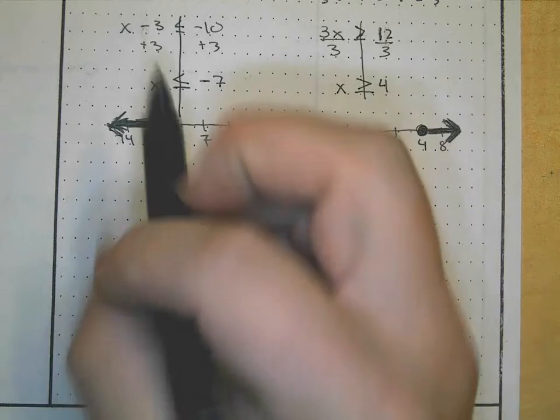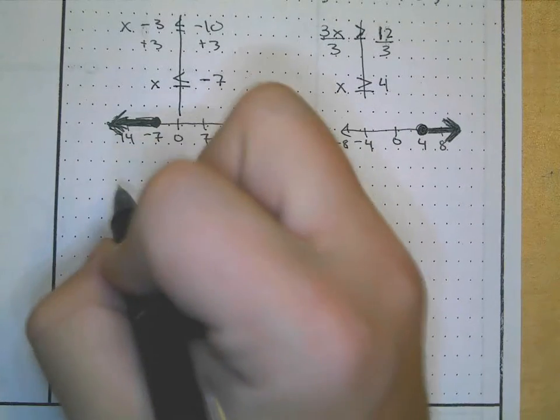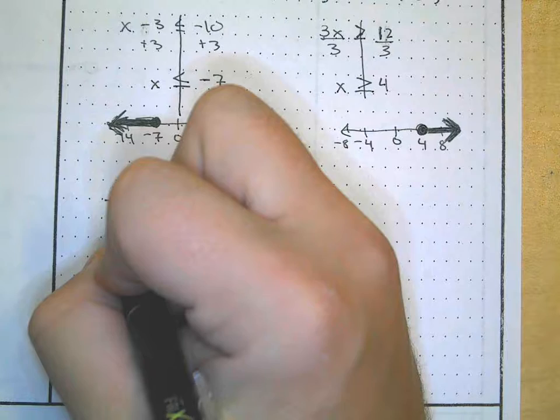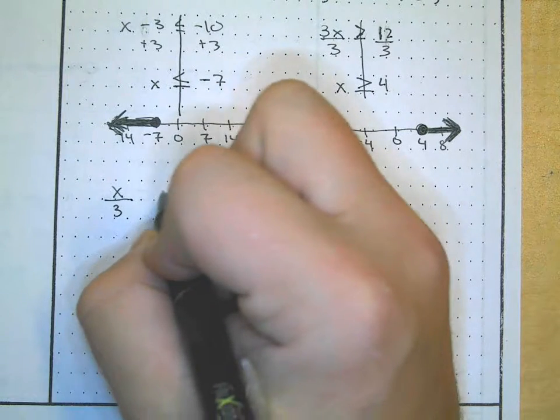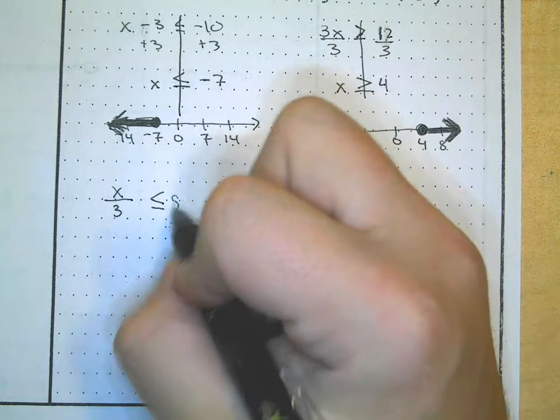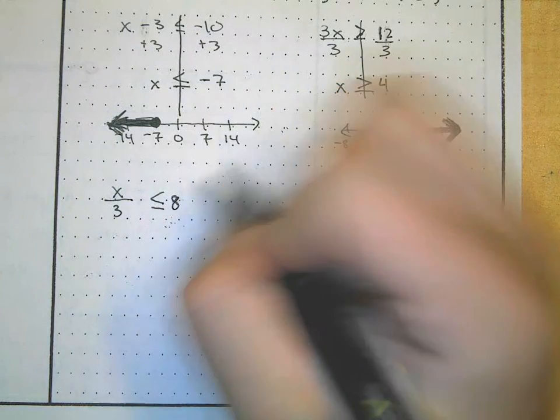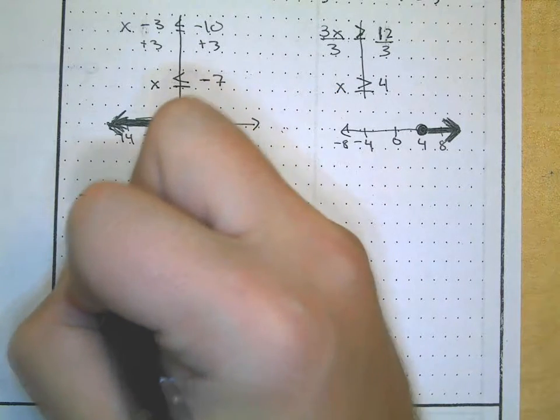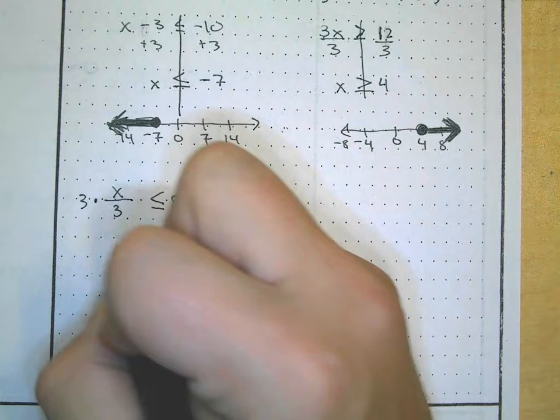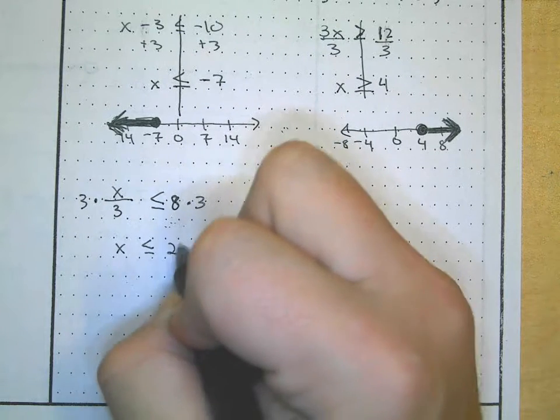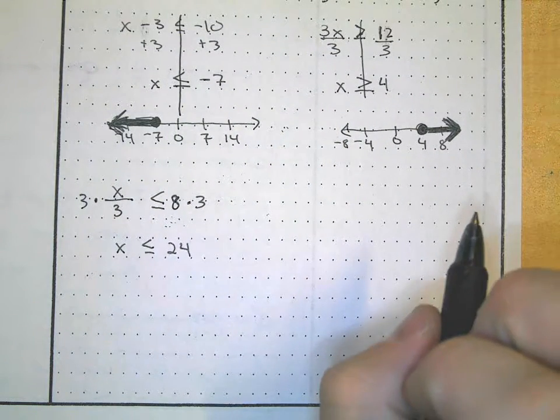And if I had division to start with, say it was x divided by 3 is less than or equal to 8, I'll just multiply both sides by 3, and I have x is less than or equal to 24.